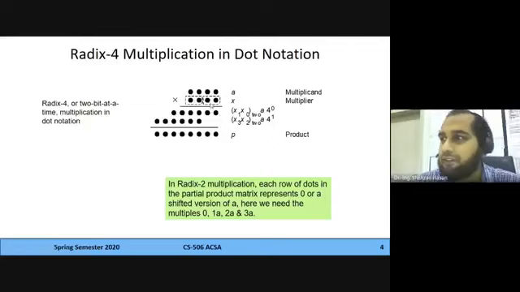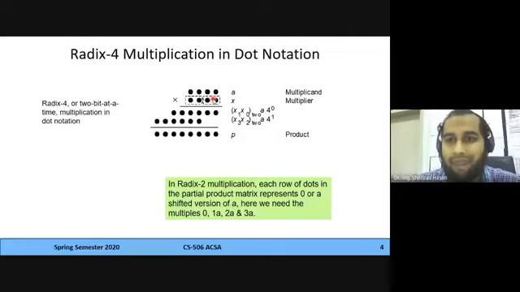Now if these 2 bits are 1 and 1, that's the difficult part, because that means you are going to multiply with 3. And 3a is not an easy multiple.